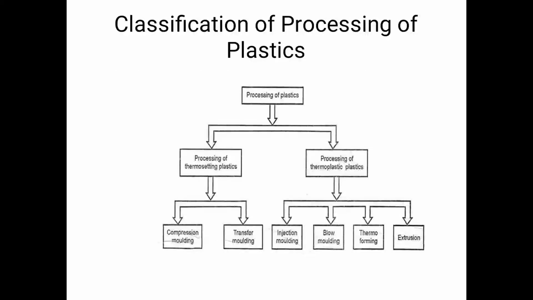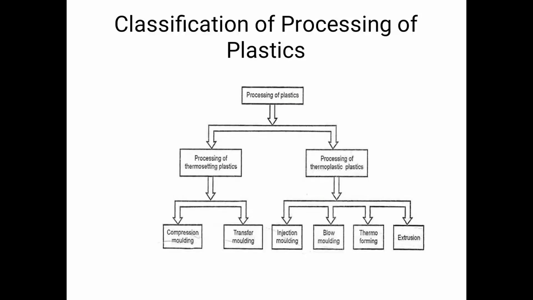Then the classification of processing of plastic. First of all, plastics are basically classified into processing of thermosetting plastics and thermoplastics. Thermosetting plastics are processed by compression molding and transfer molding. The processing of thermoplastics includes injection molding, blow molding, thermoforming and extrusion processes.